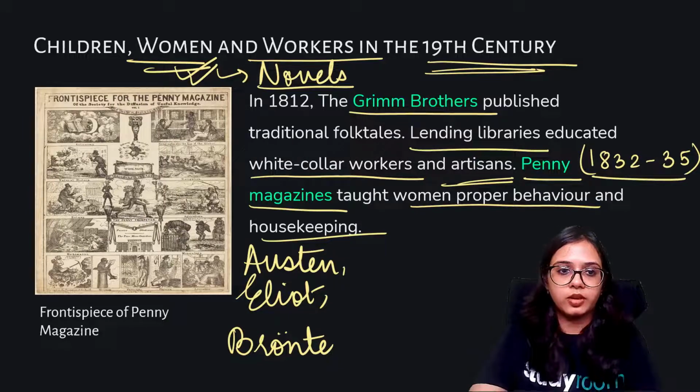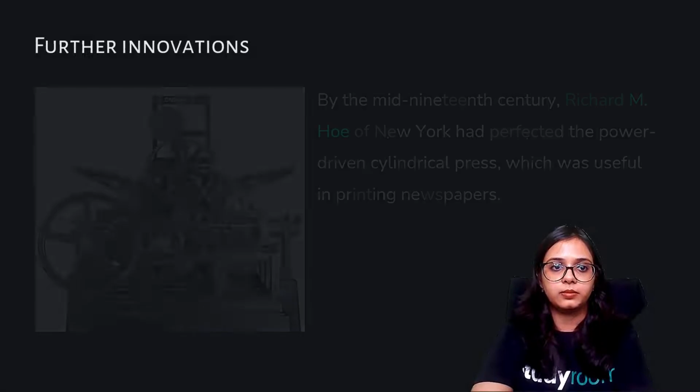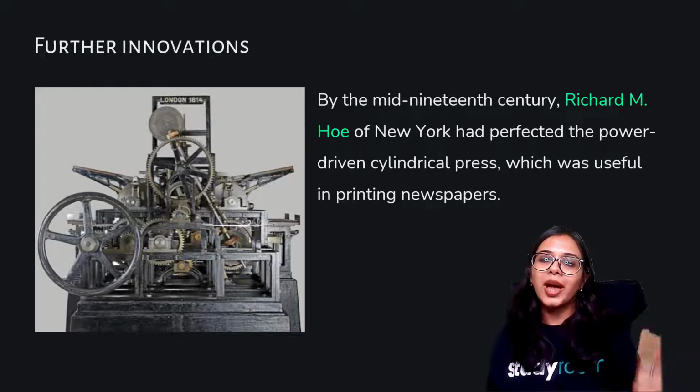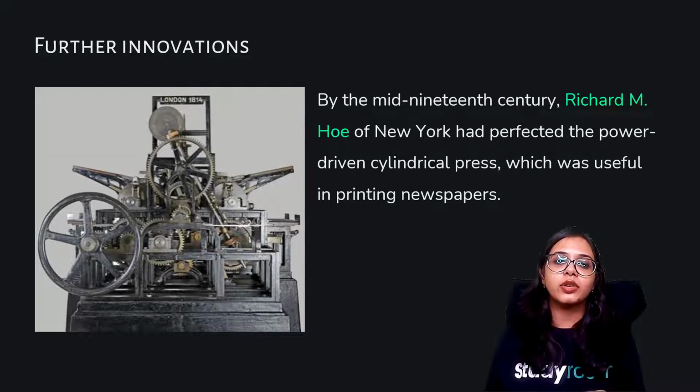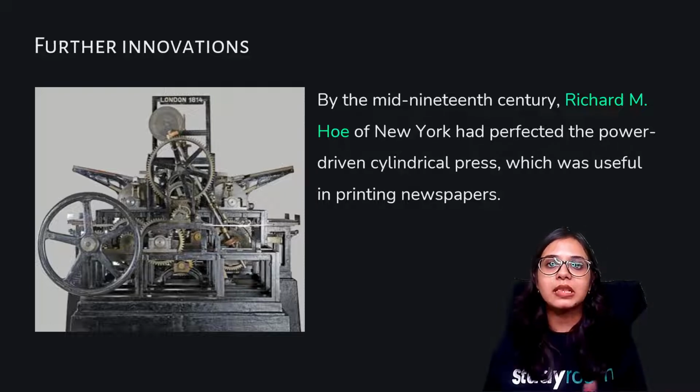You can see here the front piece of the penny magazine. Then, by the mid 19th century, Richard M. Hoe of New York. By and by, different improvements were incorporated into the printing press that Gutenberg had earlier invented.